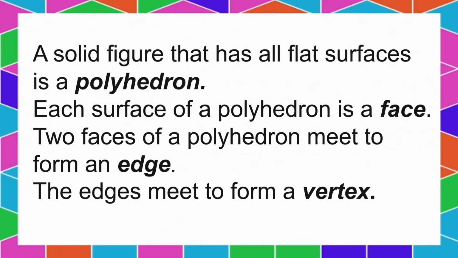A solid figure that has all flat surfaces is a polyhedron. Again, that is a polyhedron. Each surface of a polyhedron is a face. Two faces of a polyhedron meet to form an edge. The edges meet to form a vertex. Okay, so let us take a look at the following solid figures. Let us visualize and identify the faces, the edges, and the vertices of each solid figure.